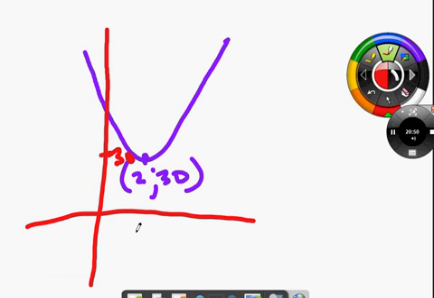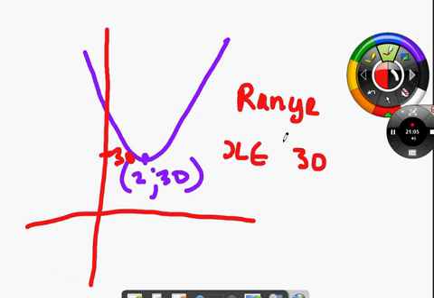It goes from this point going up. Can you see? So I would then say the range for this one is x, an element of, starting from 30, you must put square brackets there, and going to positive infinity. So we just say positive infinity. Infinity always has round brackets.